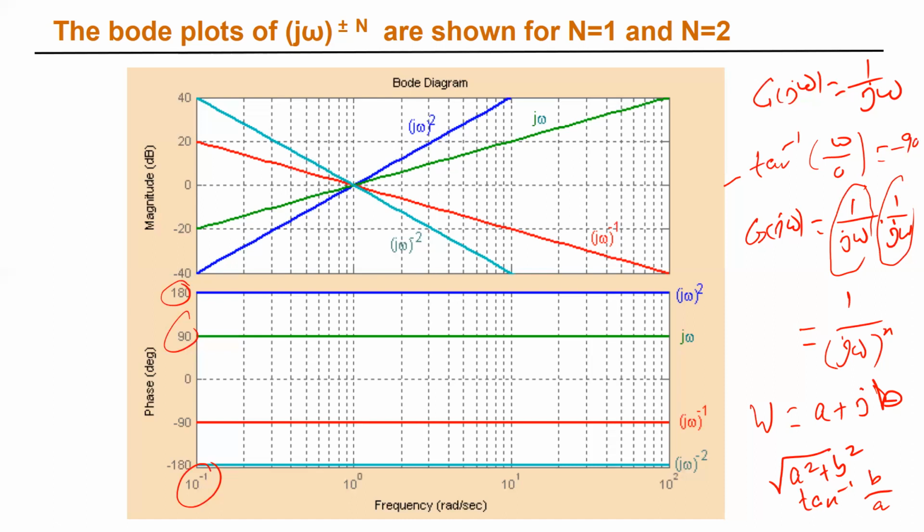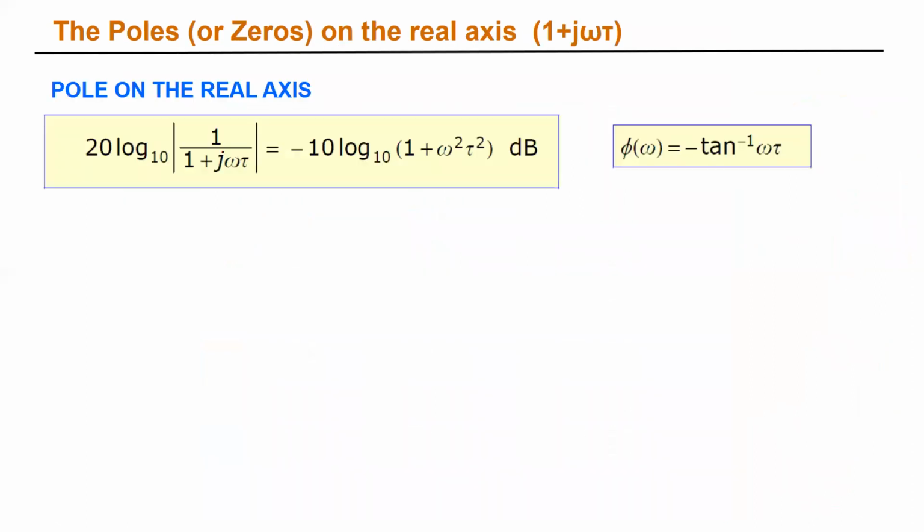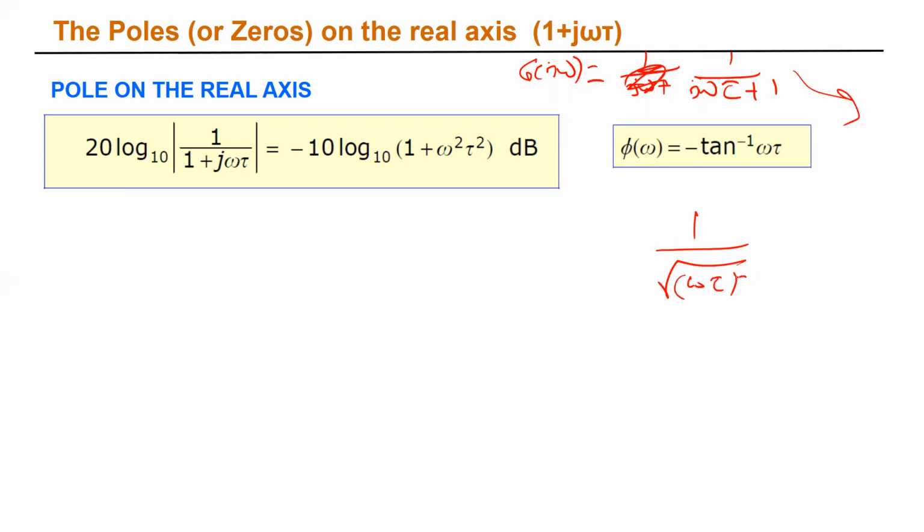Yes, okay. Now, suppose I have a simple pole. G of j omega equal to 1 over j omega tau plus 1. So what will be the magnitude? Can you tell me? What's the magnitude in here? The magnitude is going to be 1 over the square root of omega tau squared plus 1.